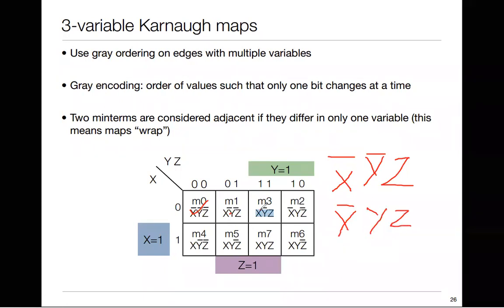Now what about the fourth one? 0, 1, 0, this one. This will be equal to x bar, y, z bar, 0, 1, 0, right? So M0, M1, M3 and M2.